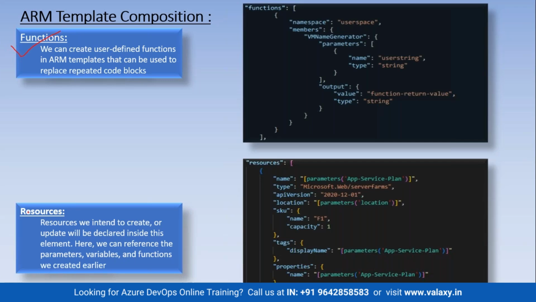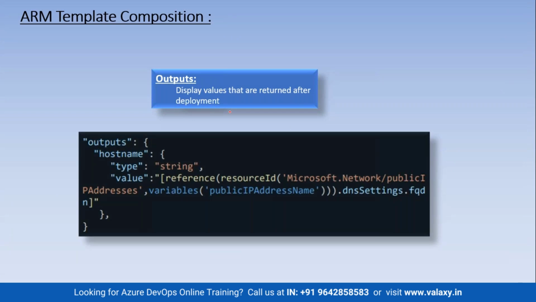Now this is the block where all your resources will be defined. If you see this, I'm creating a web app over here. I'm creating a service plan first, then later I'll be creating the actual web app. So the resources intended to be created or updated will be declared inside this element. Whatever resources you want to create, all of them will be declared in this resources tab.